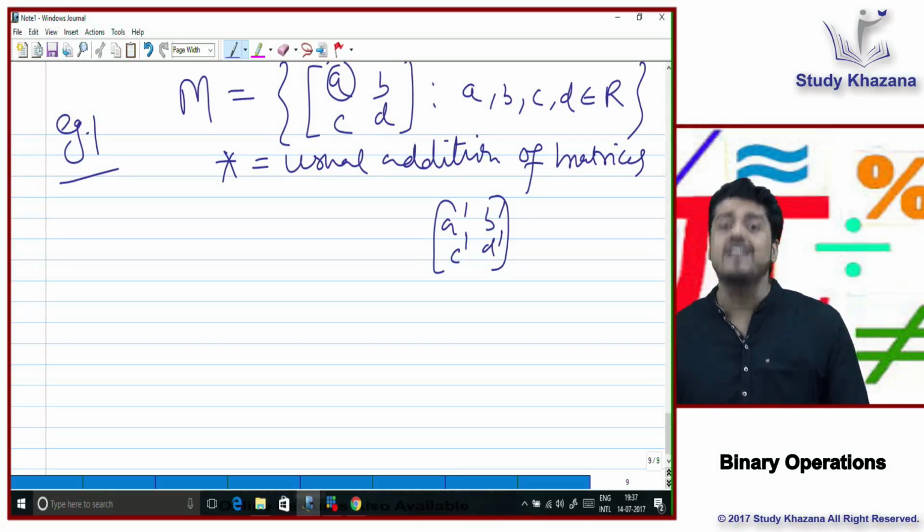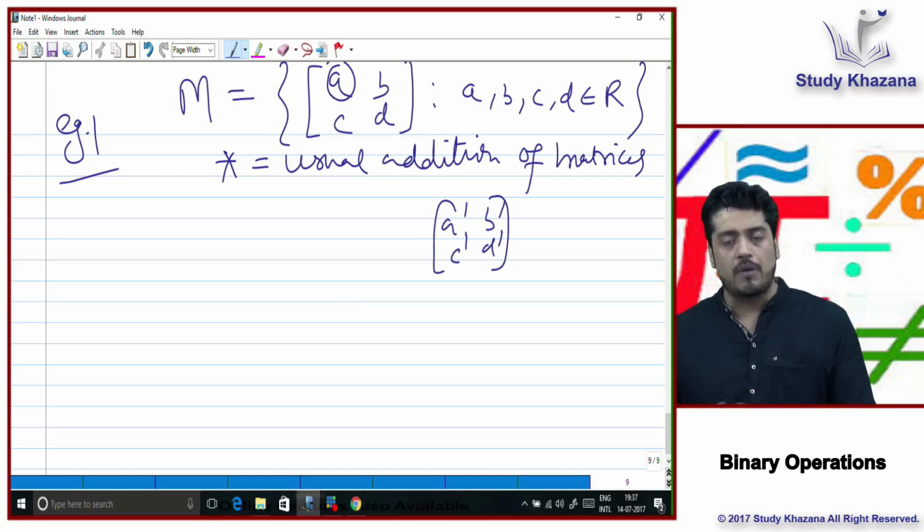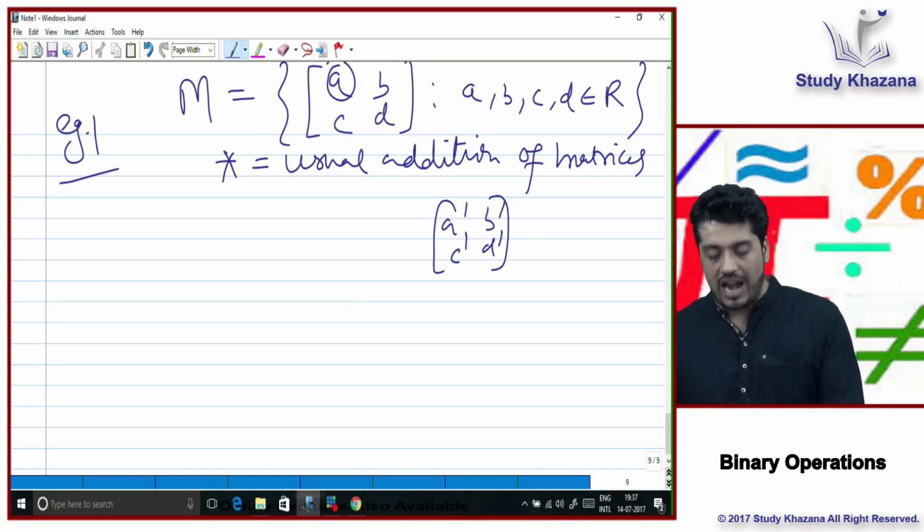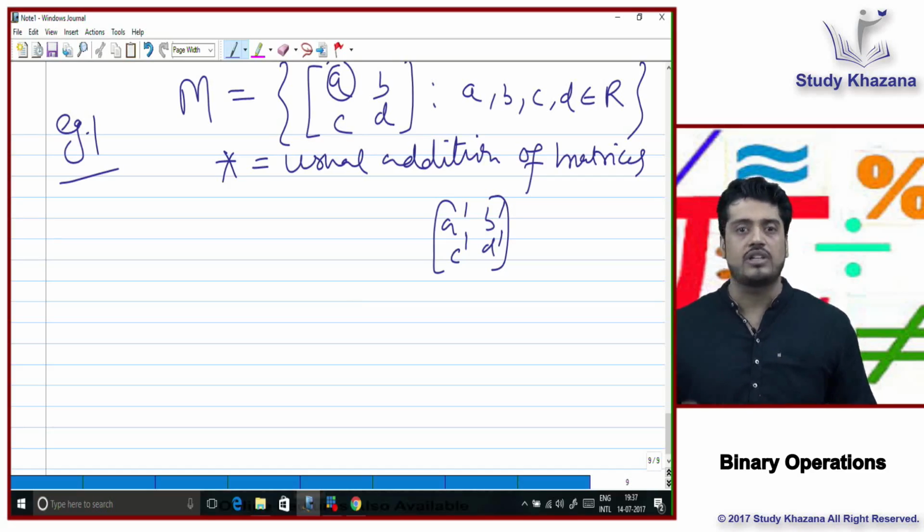So this is a well defined binary operation. Why? Because sum of two real numbers is again a real number. So when you add these two matrices, you will again get a 2 cross 2 real matrix. So therefore this is a well defined binary operation. He says find the identity element and invertible elements.